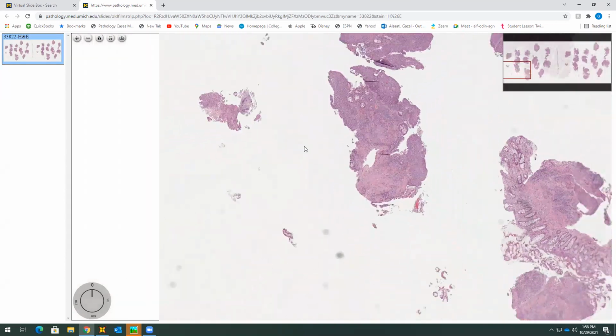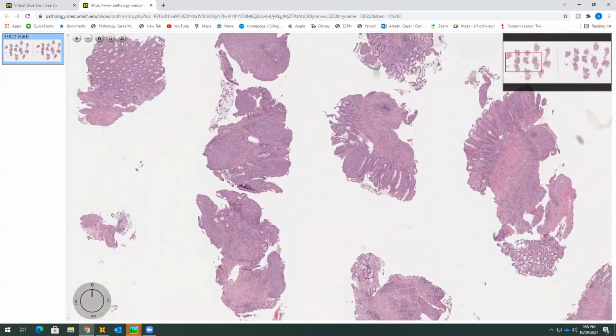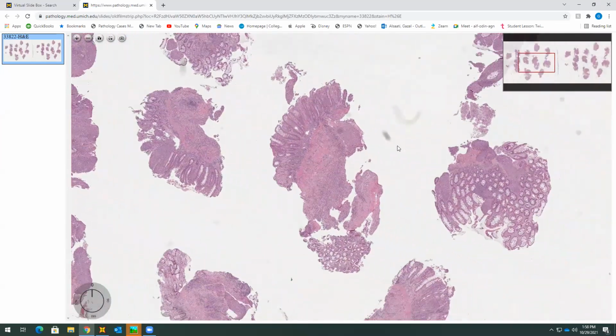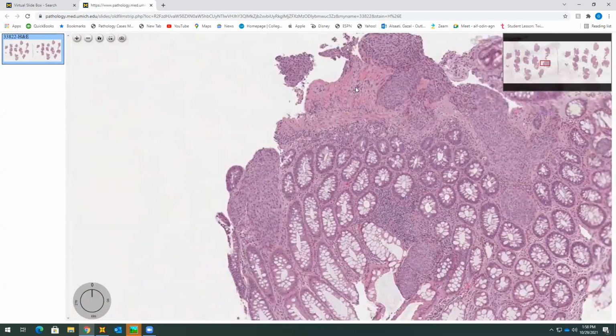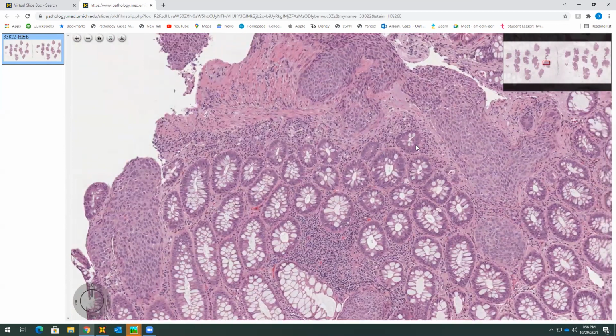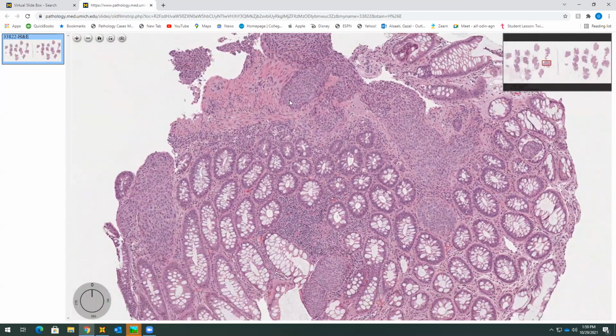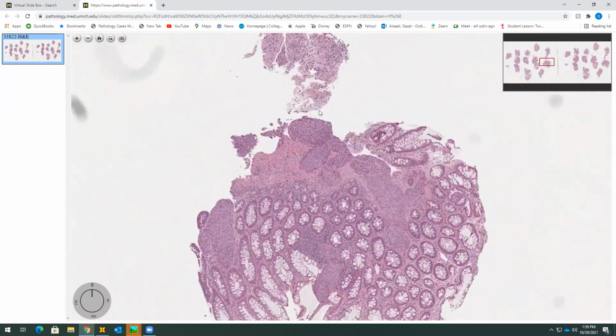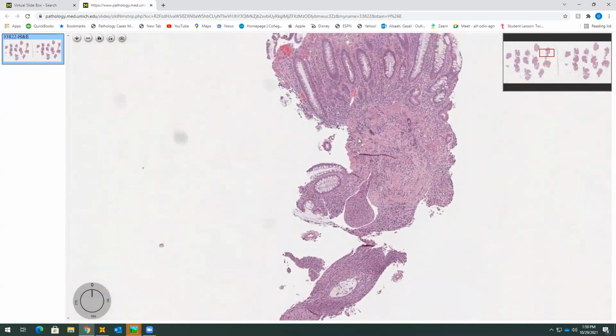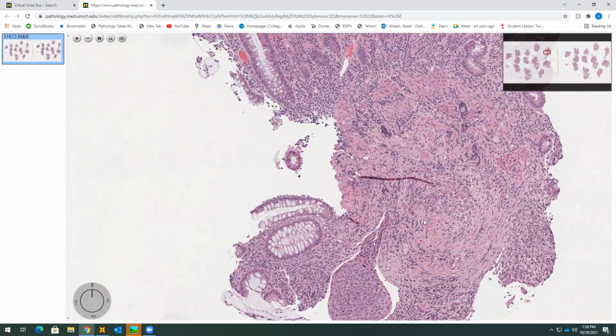Unlike head and neck squamous cell carcinomas, the presence or absence of HPV positivity, which is likely to be positive in this case, doesn't affect a lot in terms of prognosis or management. So we don't routinely order HPV stains on these at all.